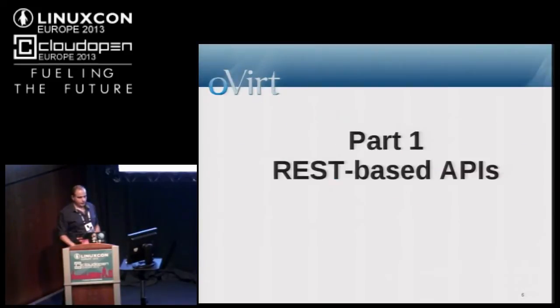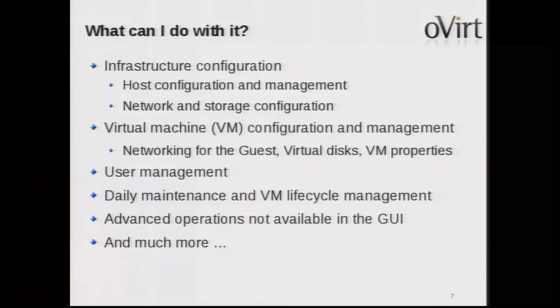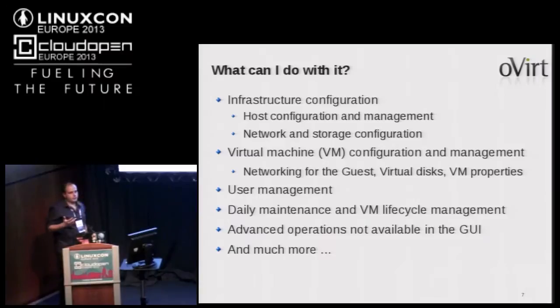So that's basically the project itself. So we'll start with the REST-based API. I guess many people here are familiar with REST, but I'll give some basics about that as well. So when looking at oVirt, what can we do with the REST API? Basically, we can do infrastructure configuration to configure hosts, configure networks, configure storage in the system, create, provision new virtual machines, manage users, do different daily maintenance that we need to do in our environment. We can do basically anything that can be done with the oVirt engine through the API. Some operations are exposed through the API, but they aren't even exposed through the UI, because the flow doesn't make sense to put them there. But if you work with the API, you can do everything and beyond what can be done in the UI.